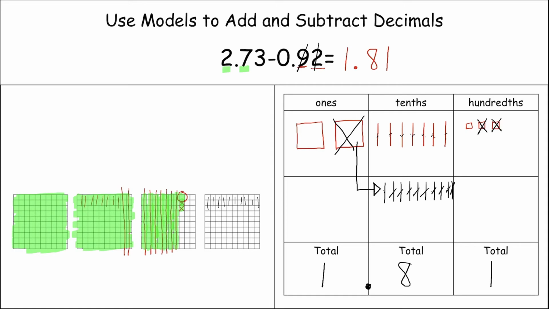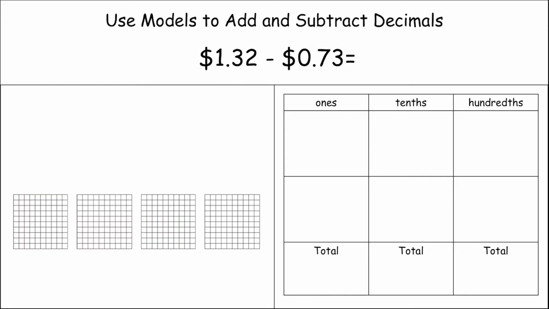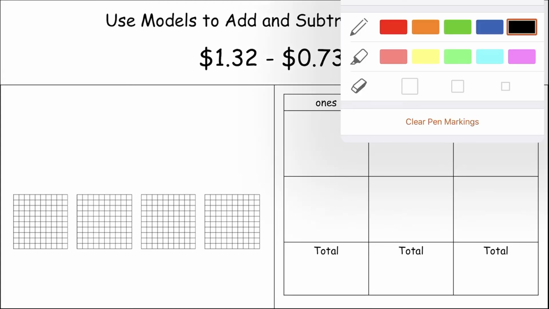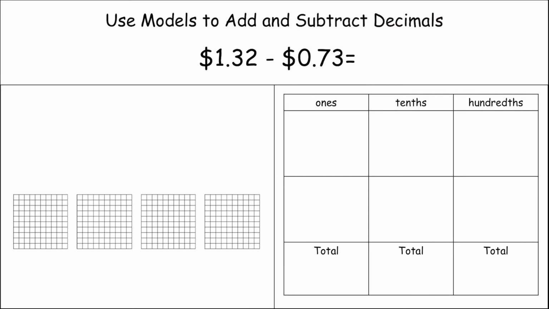So just like we regrouped before, we can regroup backwards. All right, here we go. So we're starting with 1 and 32 hundredths. So I'm going to shade in 1 whole.